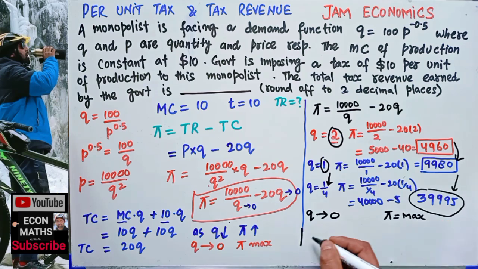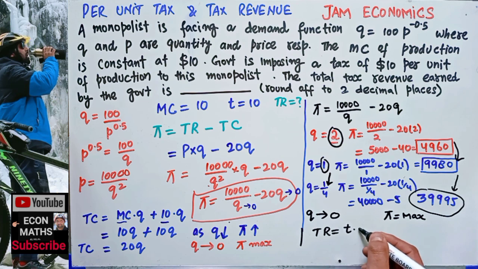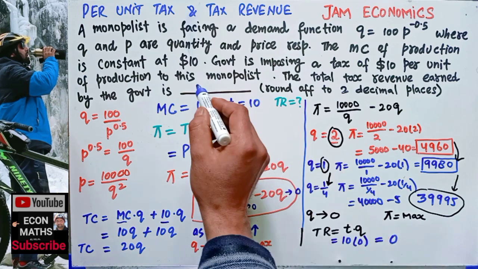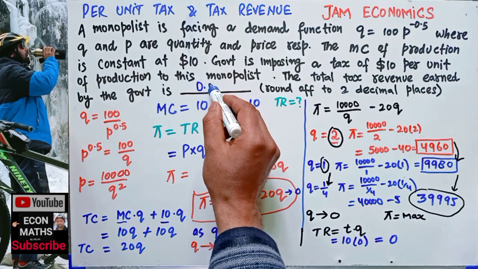Now, what is tax revenue? Tax revenue is simply the tax rate times the quantity transacted. And what quantity will be transacted? As Q approaches 0, let us say Q is equal to 0, our tax revenue will be equal to 0. Then the answer should be 0.00.